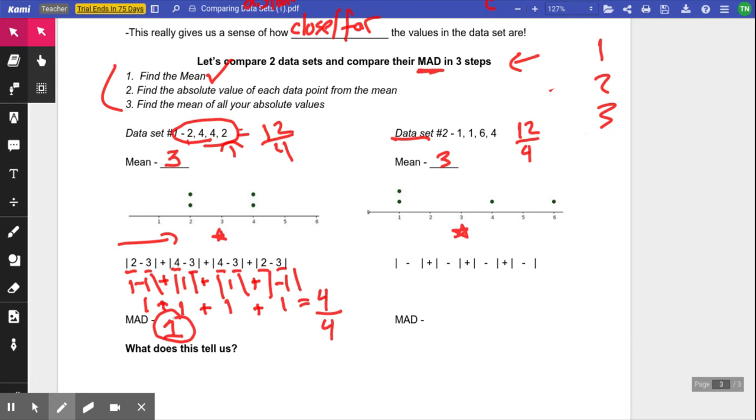So I want to show you this. It means on average, my data points are exactly 1 spot on this dot plot away from my mean. Here's my mean. If I look at all my data points, look at these ones. This is 4 and this is 4. Well, how far away is 4 from 3? This point is 1 away from 3. This point is 1 away from 3. This point is 1 away from 3. And this point is 1 away from 3.